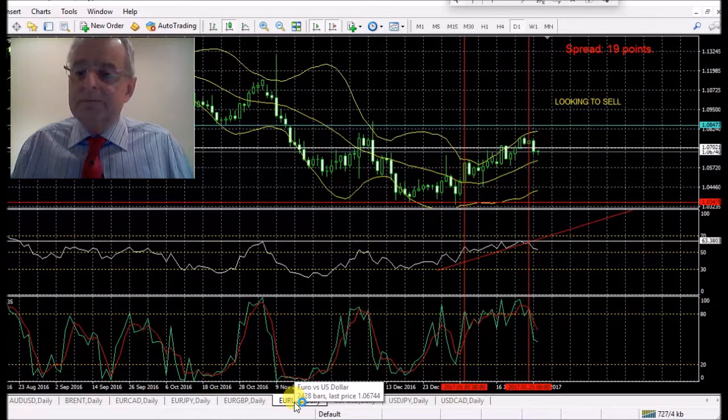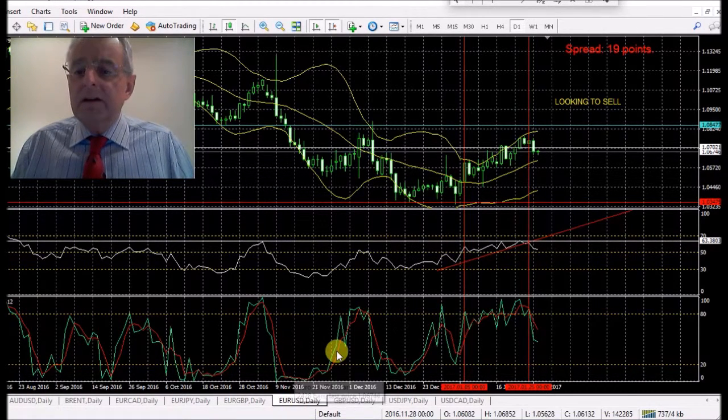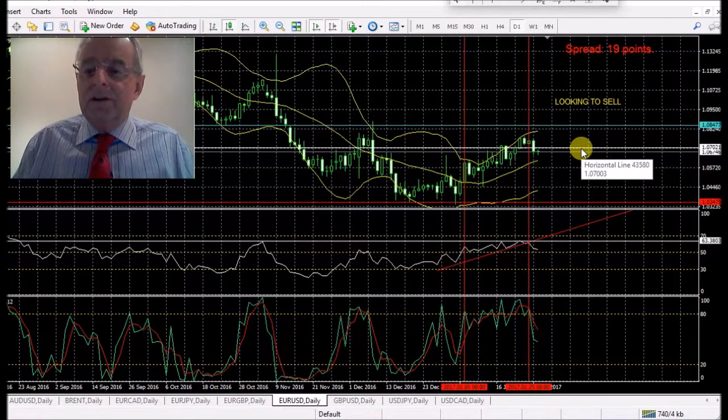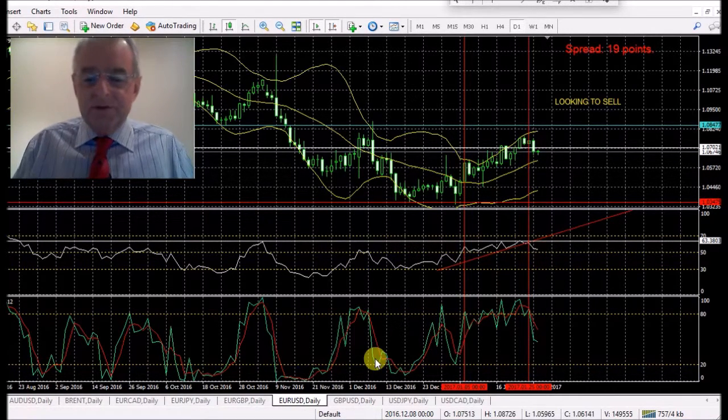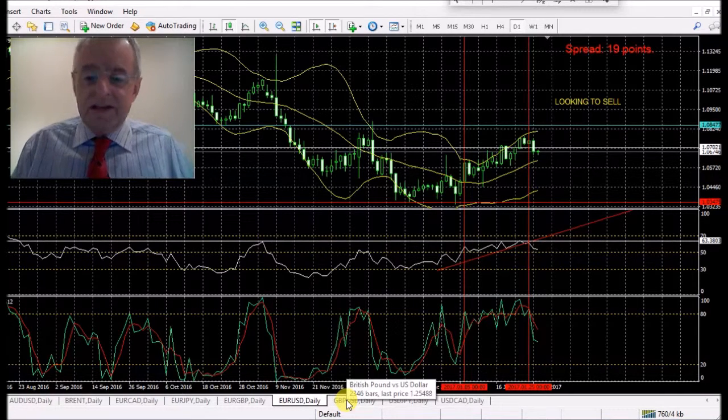Euro USD. We got knocked out at the white line, so we're no longer in that. Looking to get back in. That's where it broke the trend line. That is one of the problems with a tight take profit.